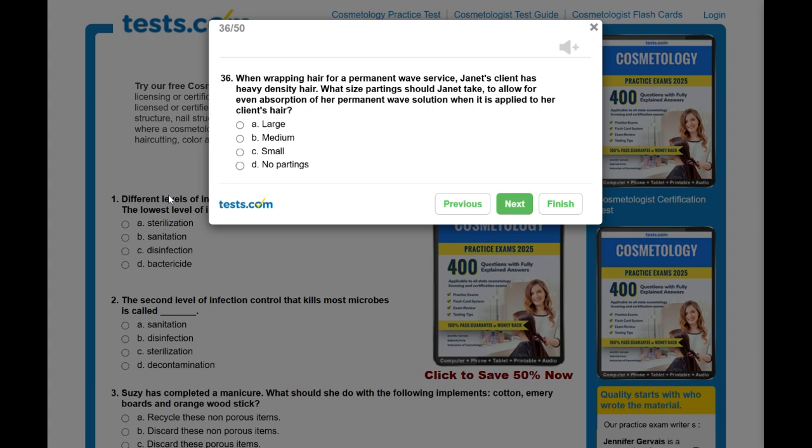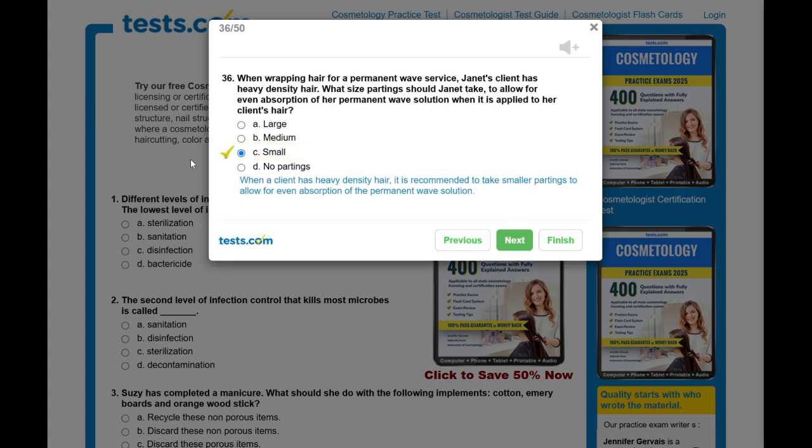Question 36. When wrapping hair for a permanent wave service, Janet's client has heavy density hair. What size partings should Janet take to allow for even absorption of her permanent wave solution when it is applied to her client's hair? A. Large. B. Medium. C. Small. D. No partings. C. Small. When a client has heavy density hair, it is recommended to take smaller partings to allow for even absorption of the permanent wave solution.